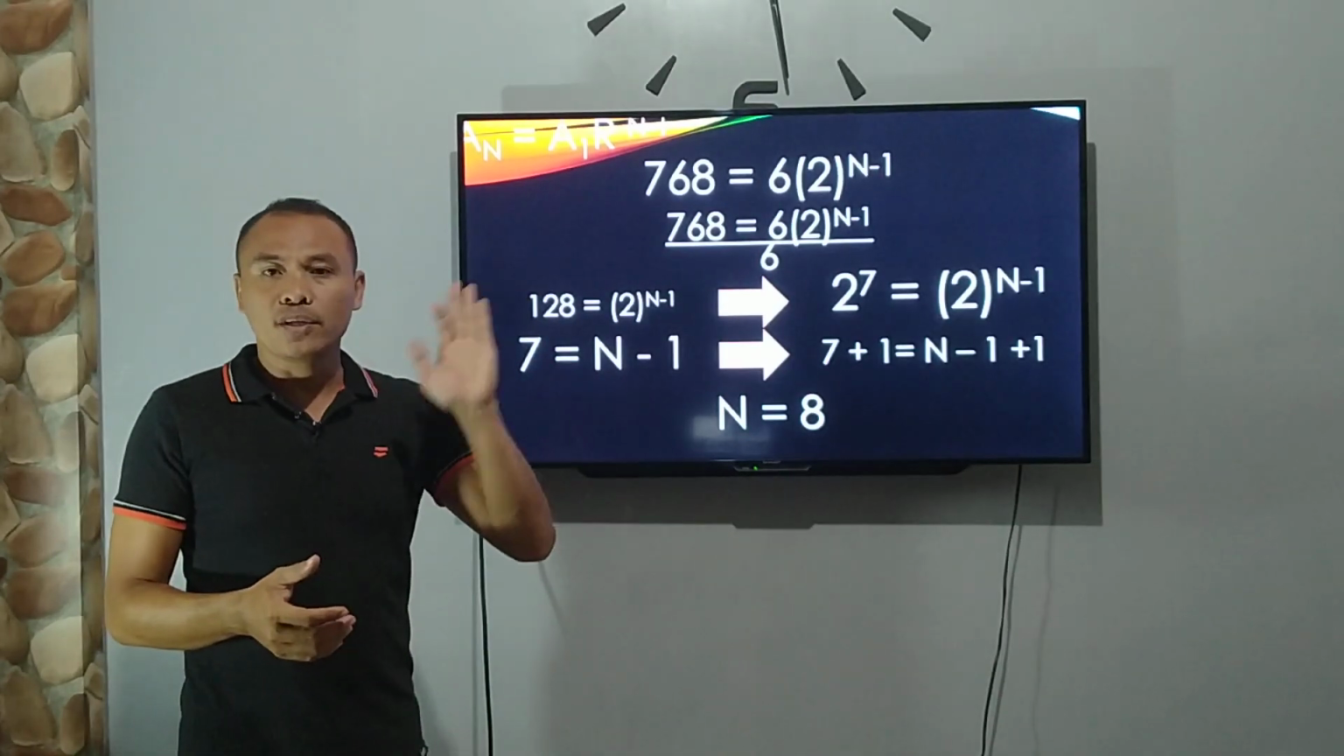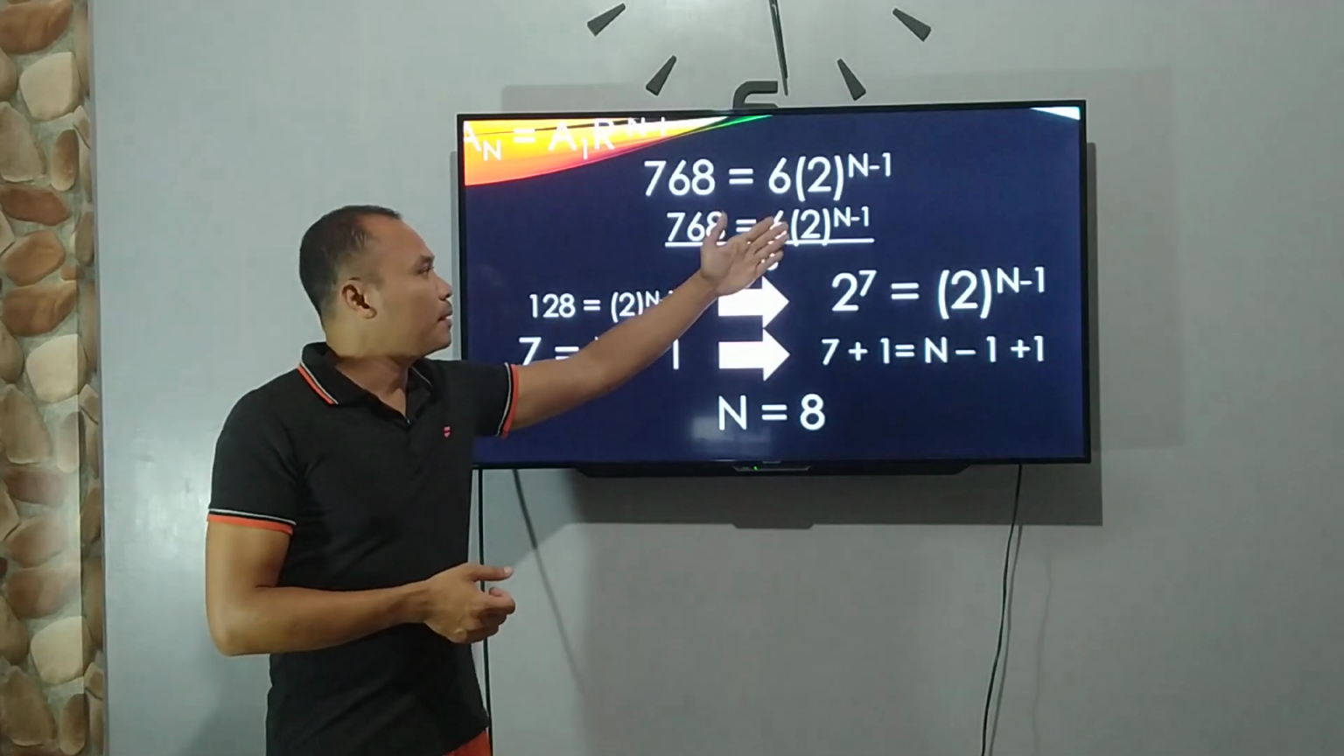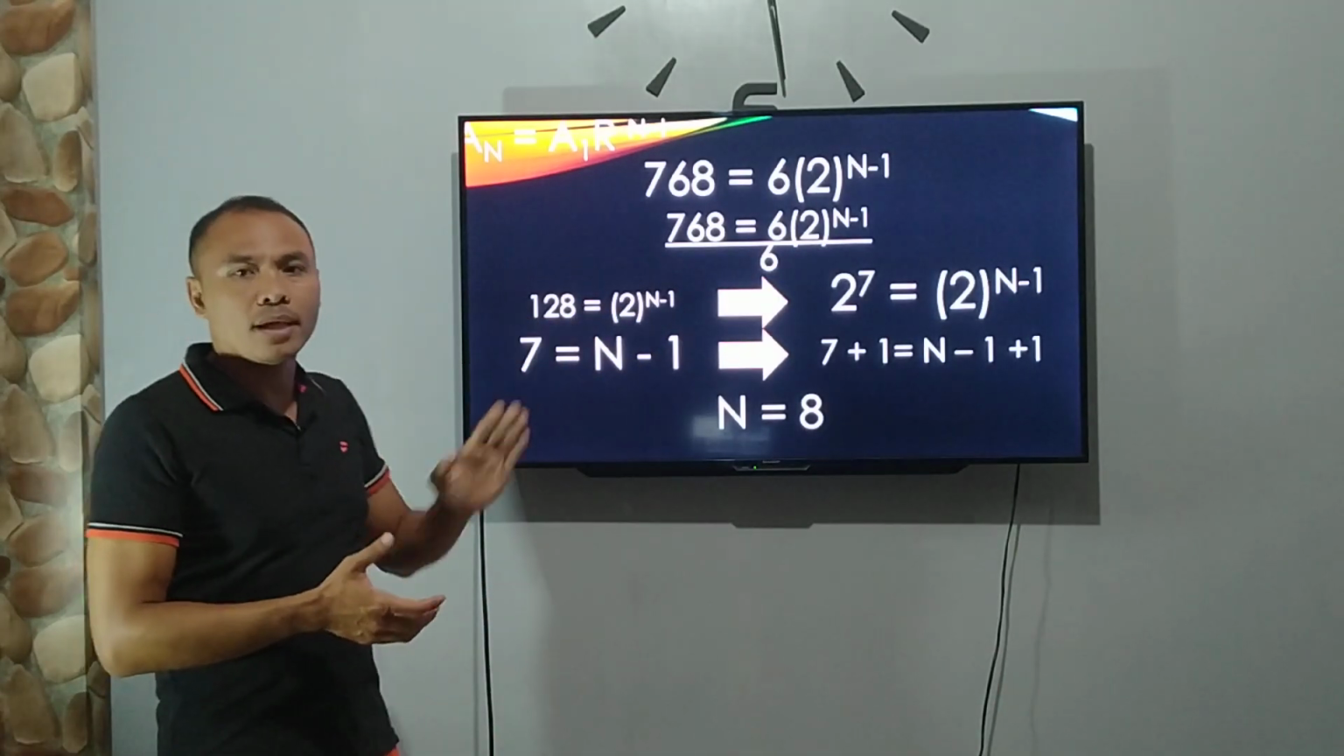Again, the first term is 6, so divide both sides of the equation by 6. Upon dividing, 768 divided by 6, the result is 128.